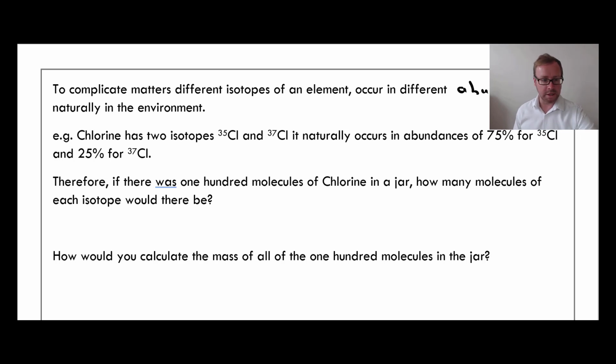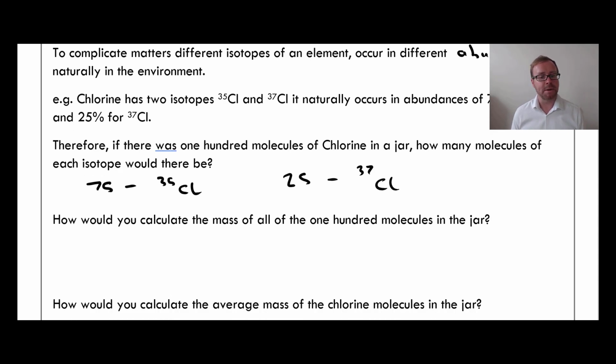Okay, well obviously then we would have 75 of the chlorine 35 isotope and 25 of the chlorine 37. Okay, next question. I'd like you to have a go at it. How would you calculate the mass of all of the 100 molecules in the jar? Well, if we're calculating this mass, we would obviously do 75 times 35 plus 25 times 37.